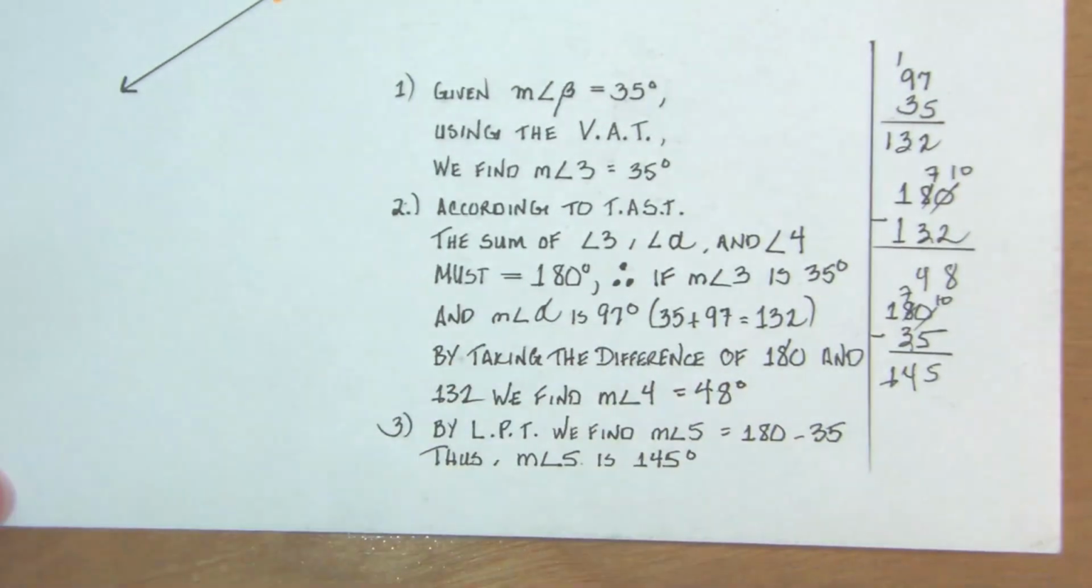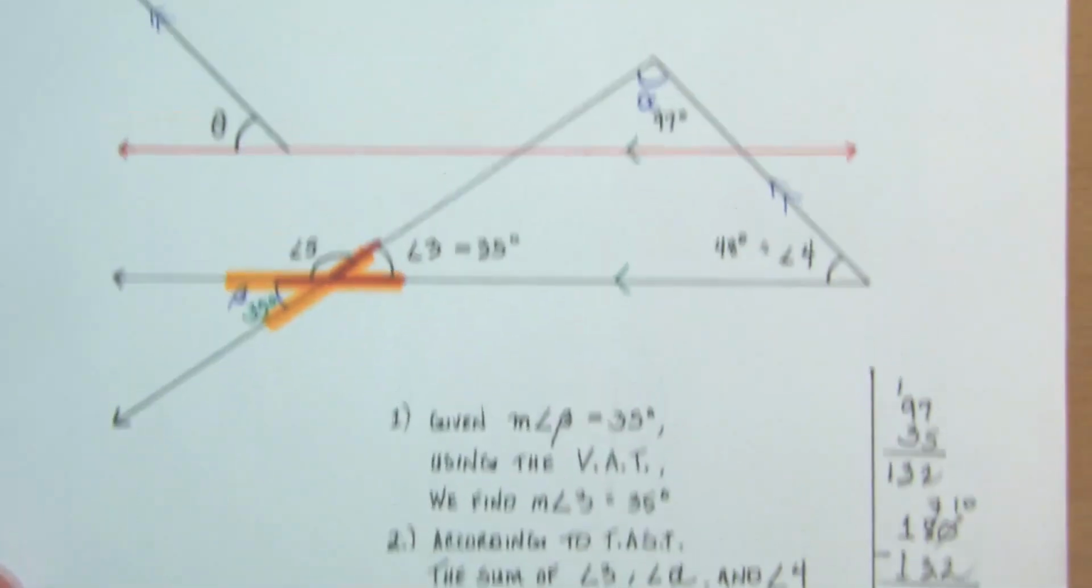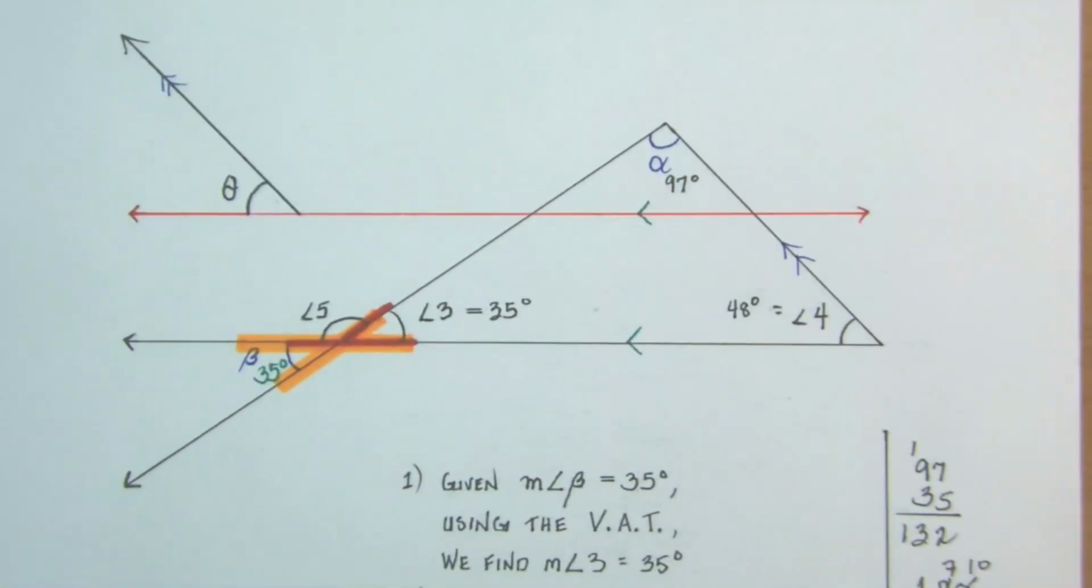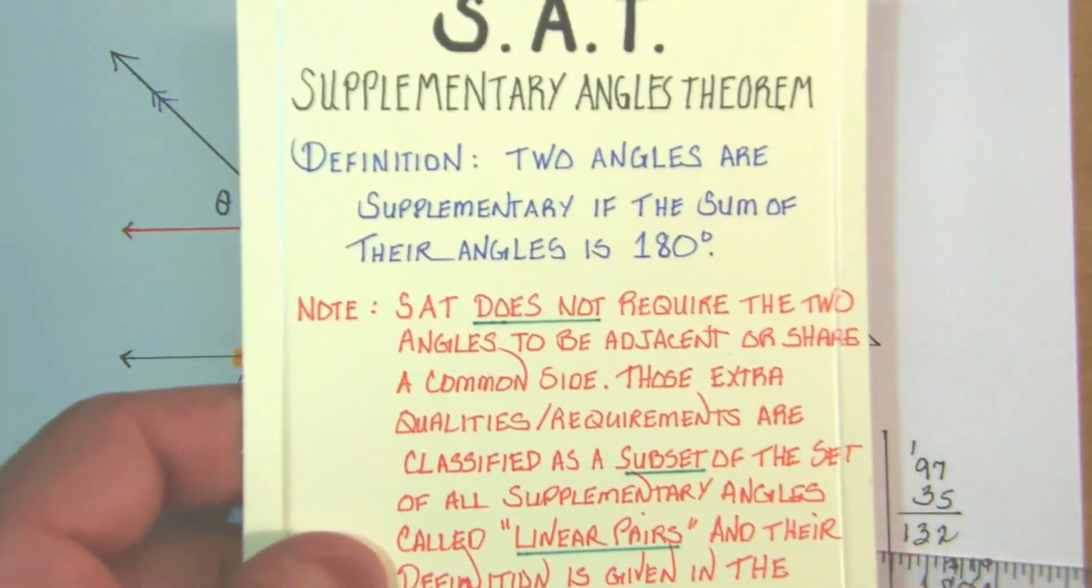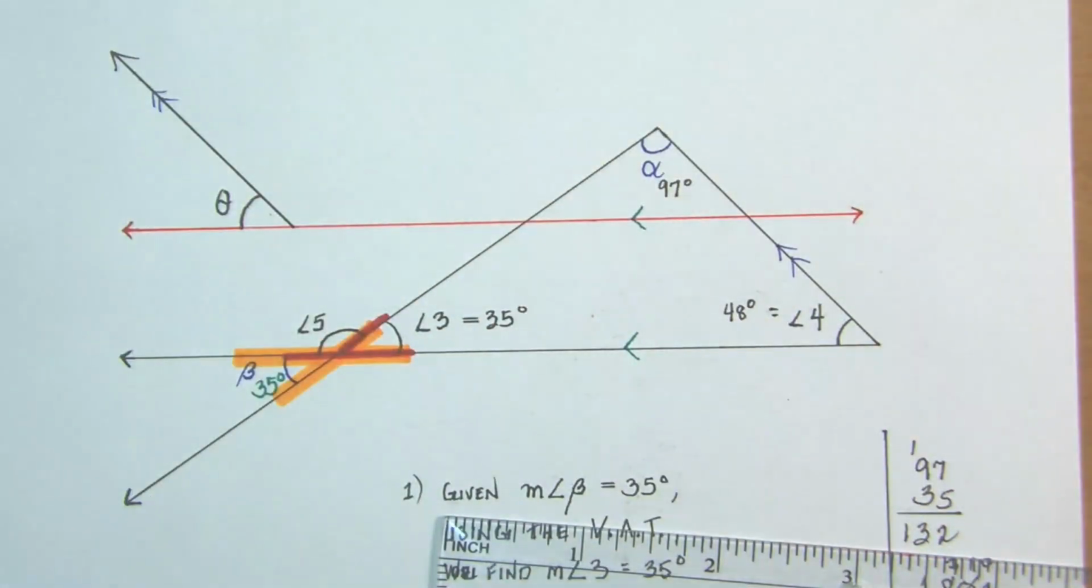Now, I want to show you something cool. So, let's verify that, right? Like I say, I don't believe you. I don't believe your linear pair theorem, or I don't believe your supplementary angles theorem. Okay, is there something else? Yes, there is. There's this cool thing I'm going to show you right now. All right.